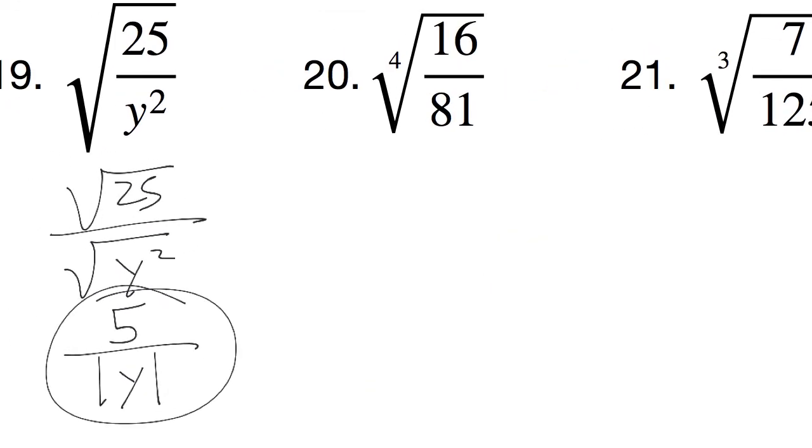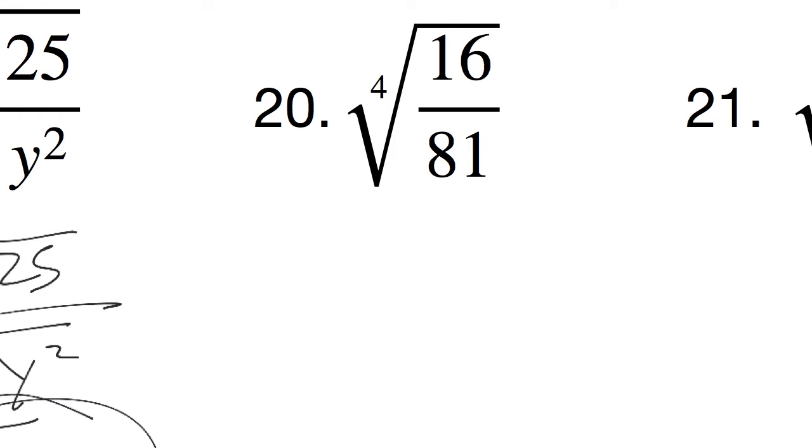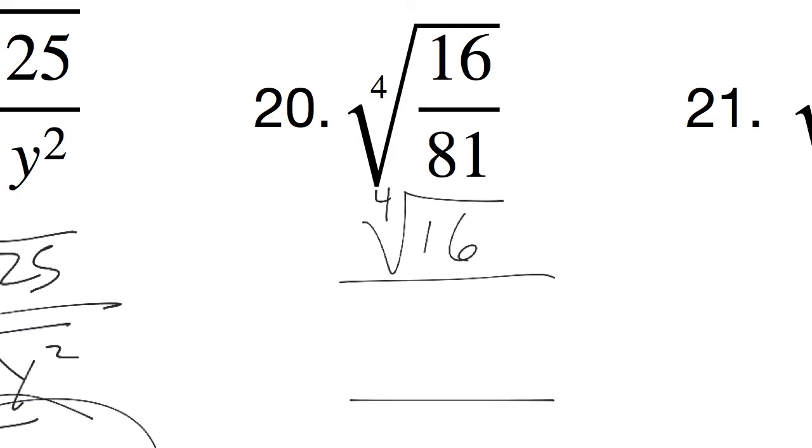Number 20, what number times itself 4 times is 16? That's going to be 2. What number times itself 4 times is going to be 81? That's going to be 3. The answer is 2/3.